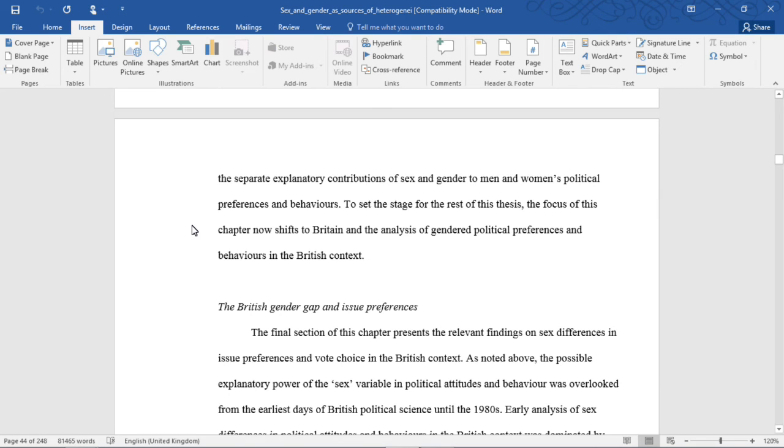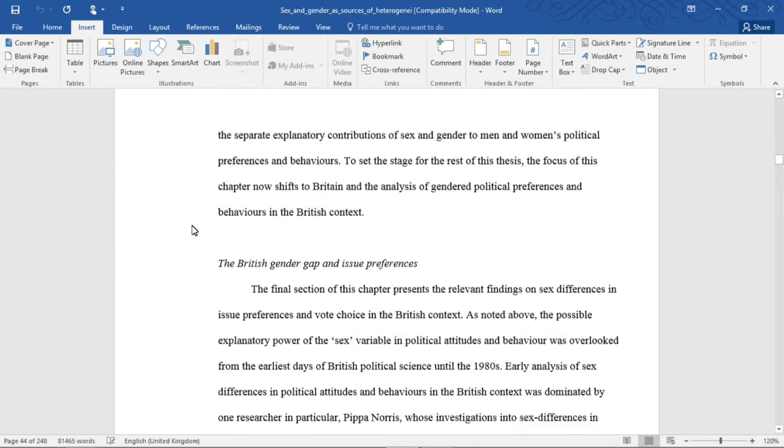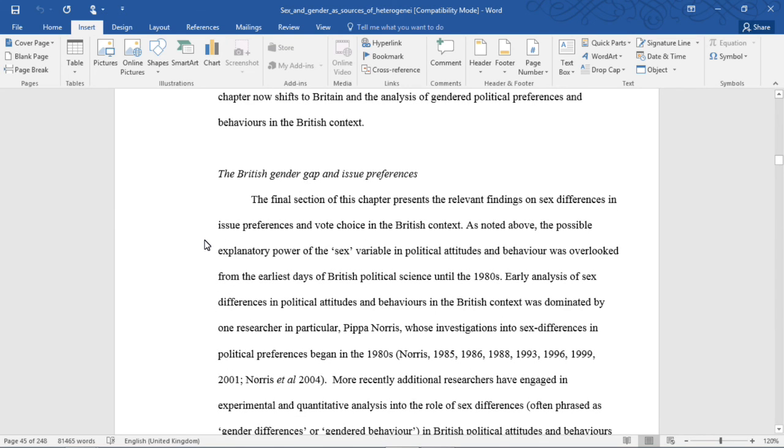To set the stage for the rest of this thesis, the focus of this chapter now shifts to Britain and the analysis of gendered political preferences and behaviors in the British context. And that seems like a good place to end this segment.